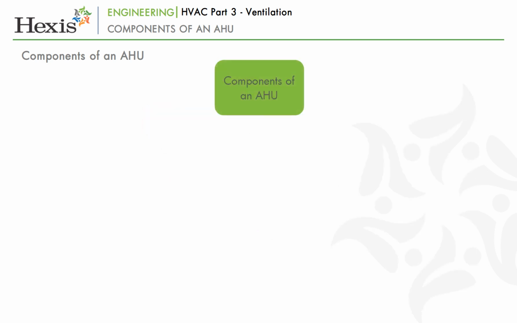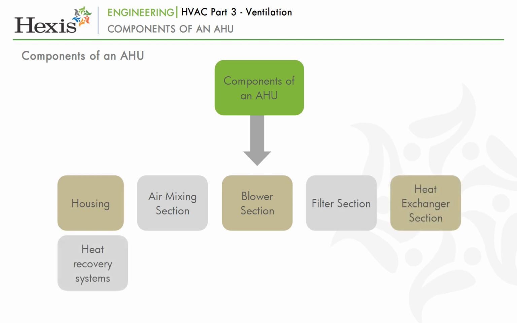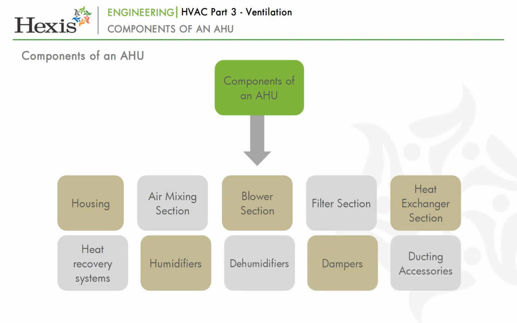Typically, an AHU will have housing, air mixing section, blower section, filter section, heat exchanger section, heat recovery systems, humidifiers, dehumidifiers, dampers, and ducting accessories. Now, let's look at each one of these closely.